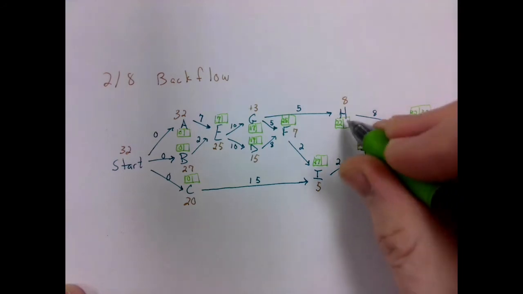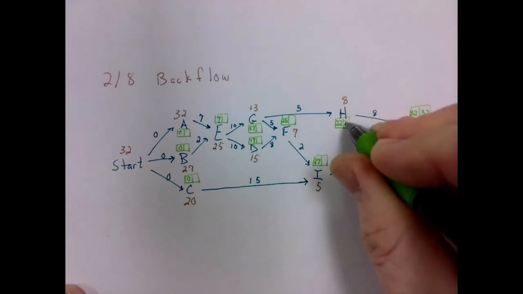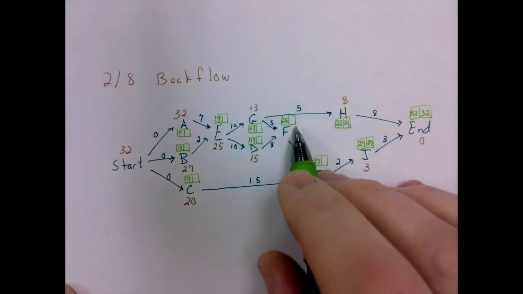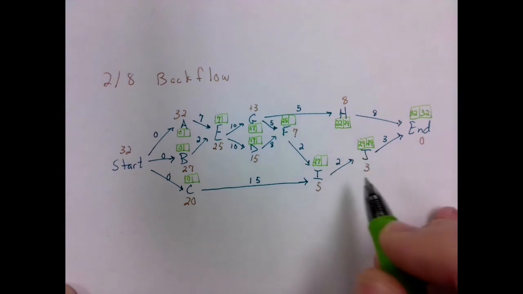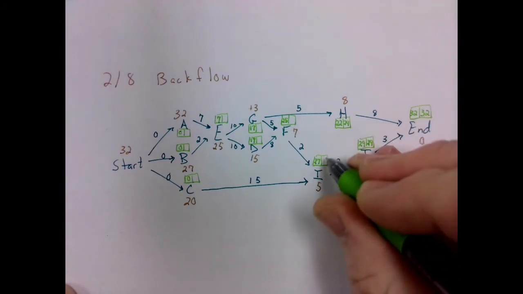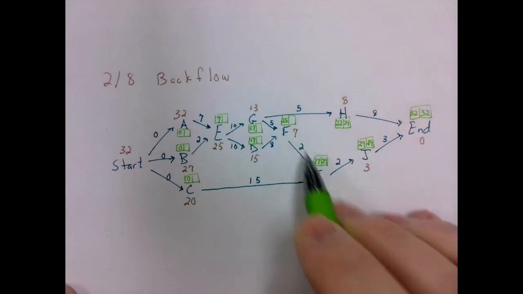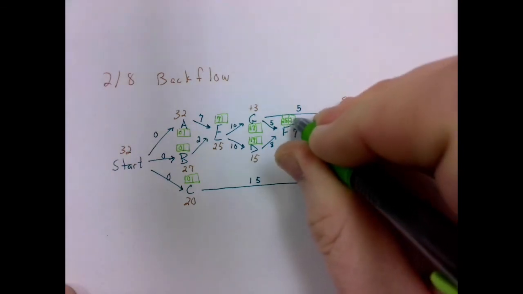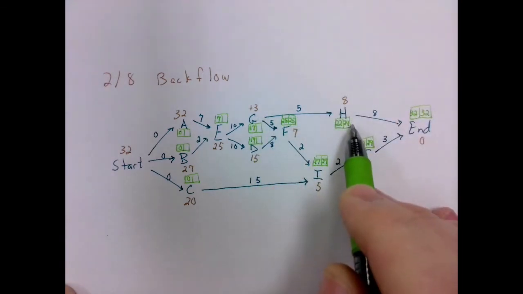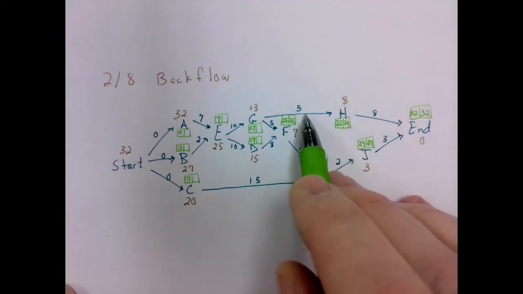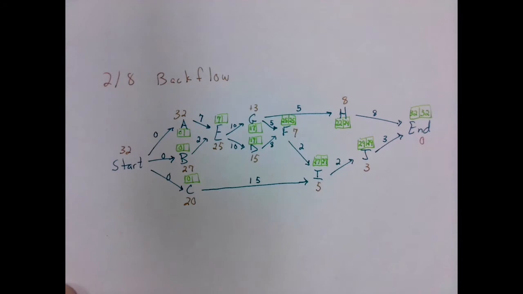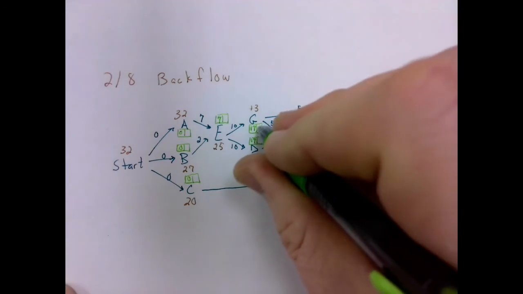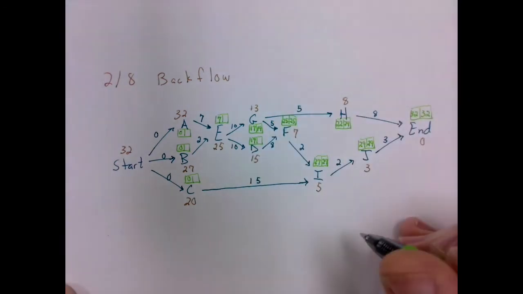32 minus 8 is 24. Then we've got 24 minus 5 is 19. And then going this way, 29 minus 2 is 27. And then 27 minus 2 is 25. So this one, 25. Now as we get here, we've got 24 minus 5, which is 19, and we have 25 minus 5, which is 20. Remember, going this way, we're going to take the lower of the two numbers, so this is going to be 19.